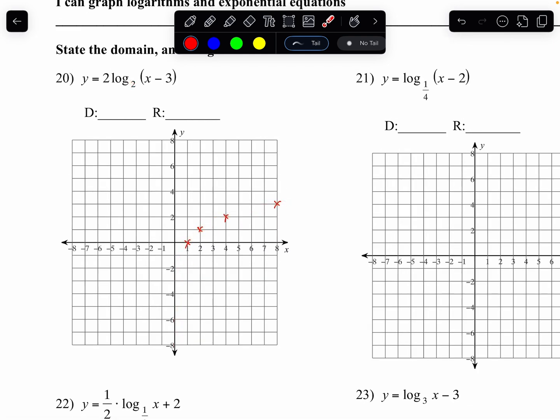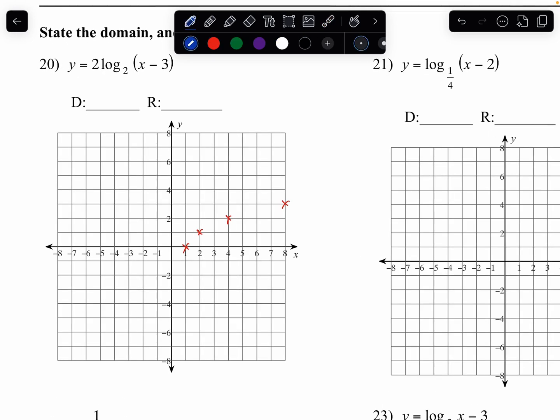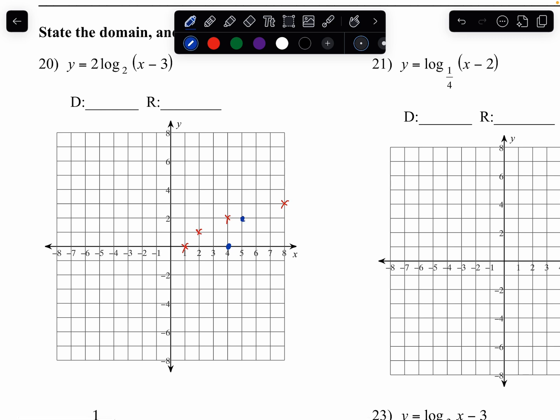And then we have to stretch by 2 and move to the right 3. So this point can't stretch by 2 because it's on the x-axis. So we're just going to move that point to the right 3. This point will stretch by 2, and then it'll move to the right 3, so 1, 2, and 3, so right there. And this point will stretch by 2, and then move to the right 3. Okay, so it should look like that.